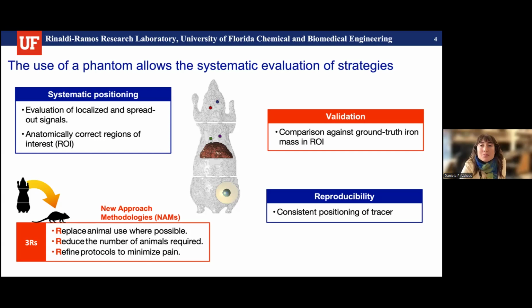So why a phantom? The phantom has many benefits. First, we can evaluate, localize, and spread out signals. We can do anatomically correct regions and mimic biomedically relevant scenarios. But more importantly, we can consistently position the tracer in the cavity, and we can validate against the ground truth iron mass we're placing in the cavity.